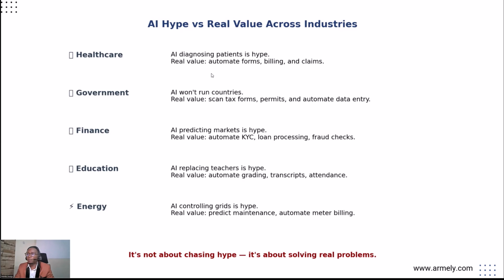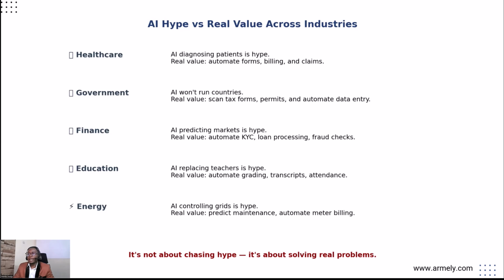Because, for example, in healthcare, yes, we're so happy AI is headed to a level of diagnosing patients, but the real value that we can get in healthcare right now is if we can automate things like the forms, the billing, the insurance claims, and all. So that's the major pain point in healthcare right now. So what if we can focus on that automation piece first before we fully transition to where AI can diagnose our patients?